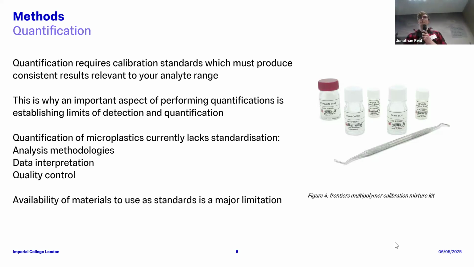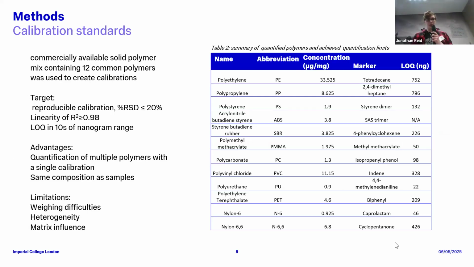This picture here is an image of basically the only existing commercially available microplastic standard, made by a company called Frontiers, and it's the one I'm using. A few details about it are in this table. It contains 12 common polymers, which come in a range of masses inside the mix. The last couple of lines of this table are the markers that I've personally selected to analyze them, based on literature and my own particular work.